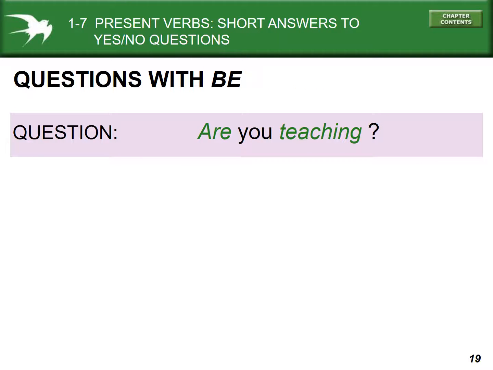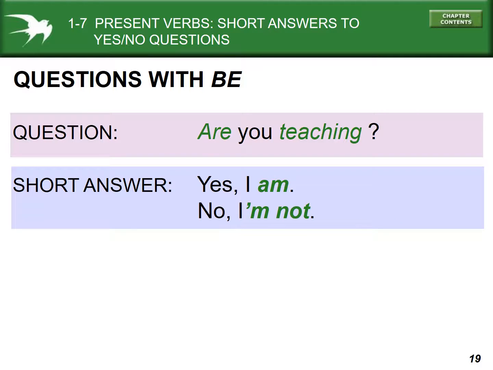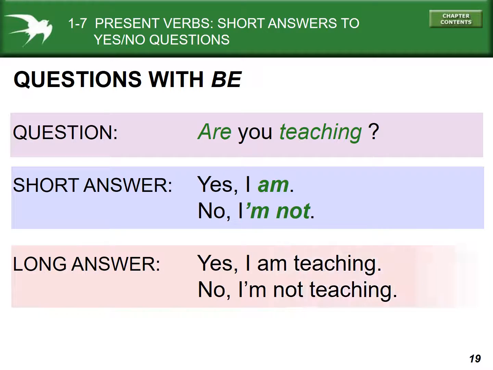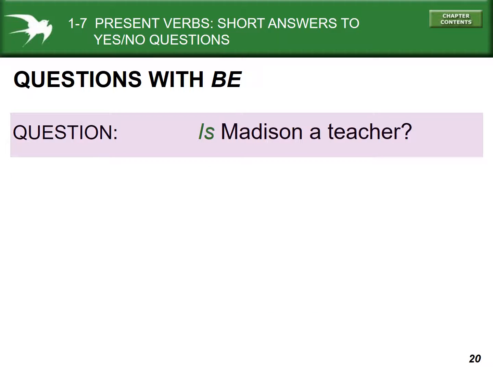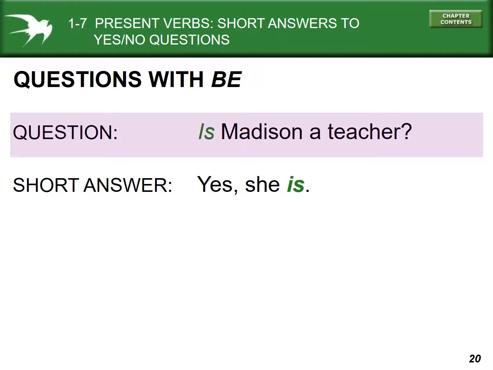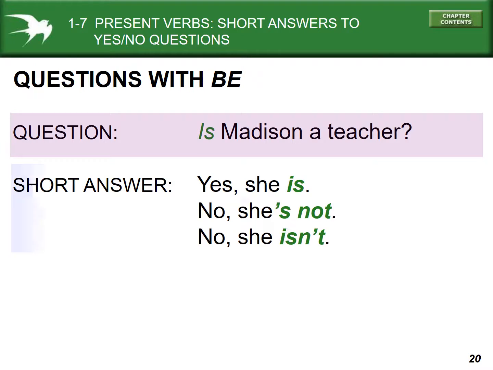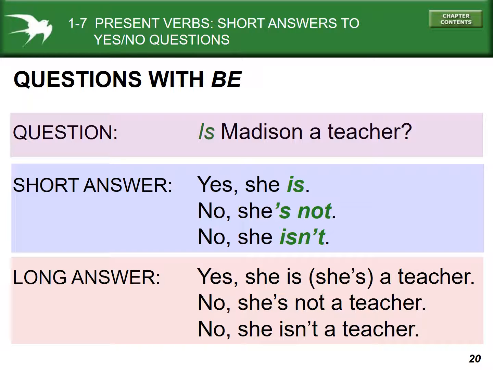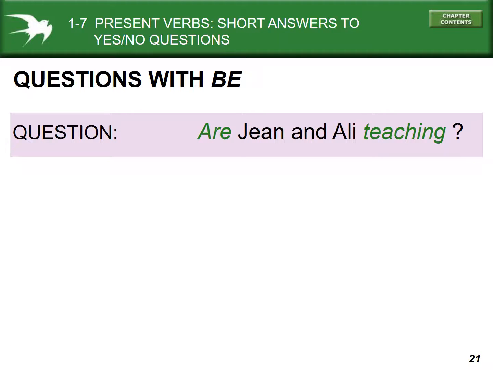Are you teaching? This is a question with be. Yes, I am, or no, I'm not, or no, I am not. And these are the longer forms. Yes, I am teaching, or no, I'm not teaching. Is Madison a teacher? Yes, she is. No, she's not, or no, she isn't. There are two possible contractions for the negative there. Yes, she is a teacher, or no, she's not a teacher, or no, she isn't a teacher. Again, the long forms there are less common. The short forms are more common.